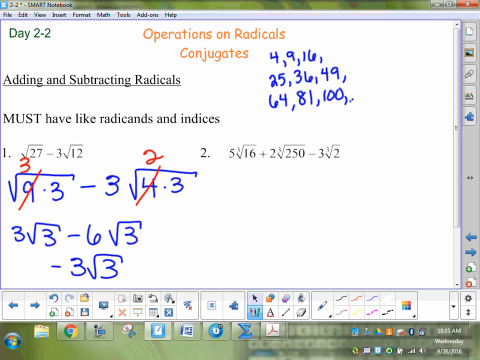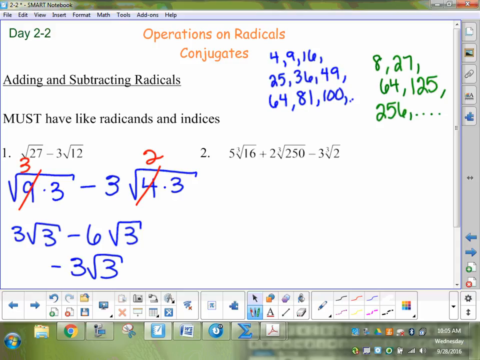I need to know my perfect cubes. We got 2 of you. 8. 27. 64. 343, and so on. But we don't need to go past that. You've got to know these numbers. It's 2 to the third, 3 to the third, 4 to the third. If you need to use the calculator, then use it.